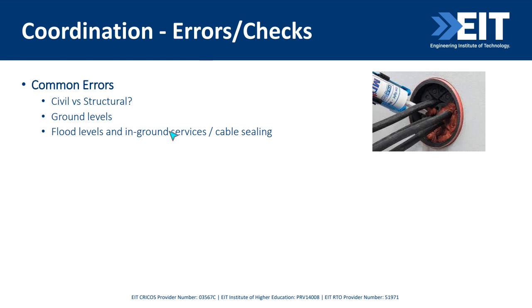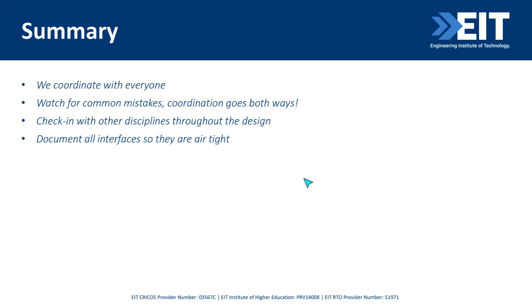So to summarize, electrical engineers coordinate with everyone, as you can see. You need to watch for common mistakes or errors because coordination goes both ways. We can often provide information to other disciplines and vice versa. So check in with them, not only at the start, but all throughout your design, especially at the end, and document everything. Make it really clear where electrical stops and that discipline starts, so that when they go to price and install the works, there's no confusion or gap between the two.